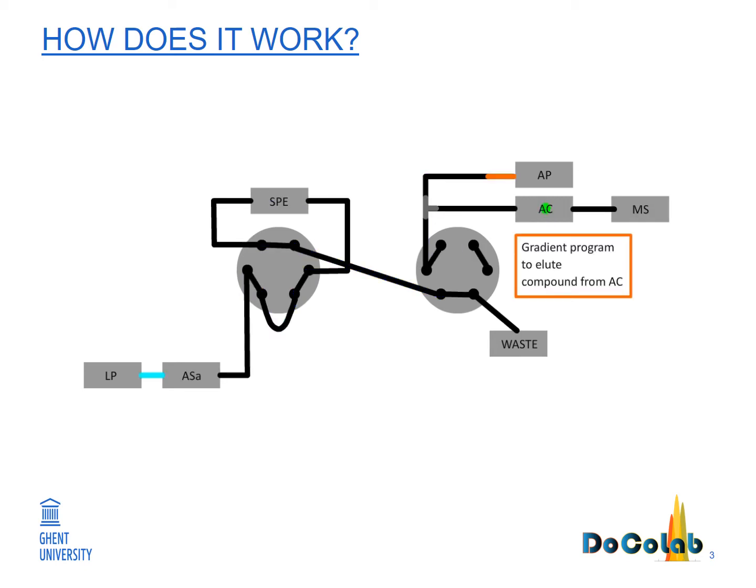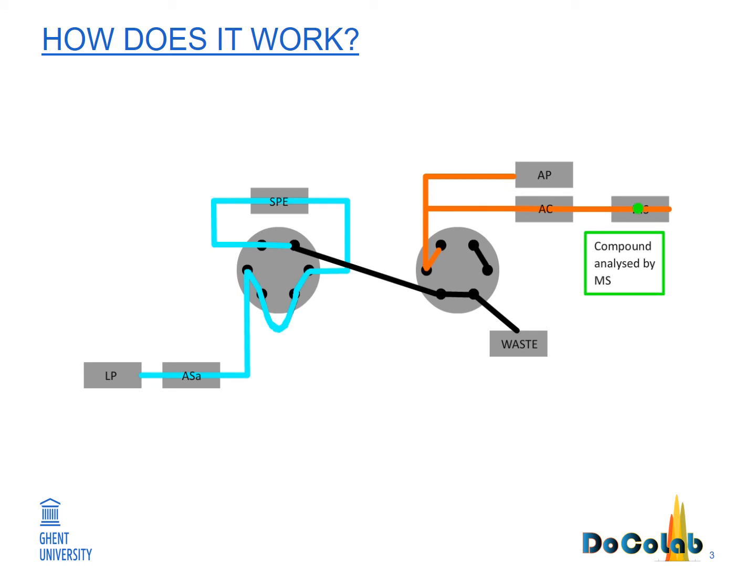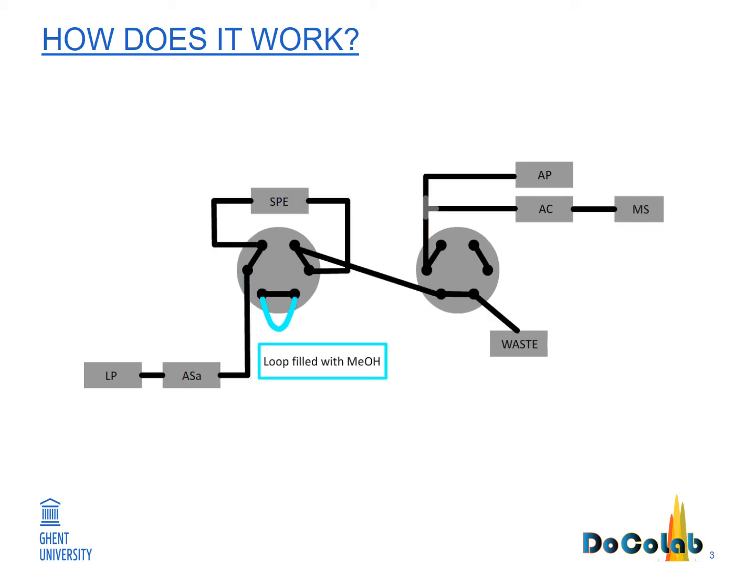Then the valve switch again and the normal LC gradient is started on the analytical column. In the meantime, the loop is filled with methanol. The compound will then be eluted from the analytical column and will be analyzed by the MS. In the last step, the valves are switched back to their original position and the system will be equilibrated.